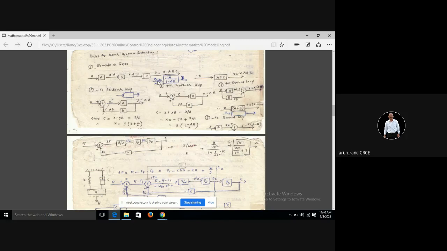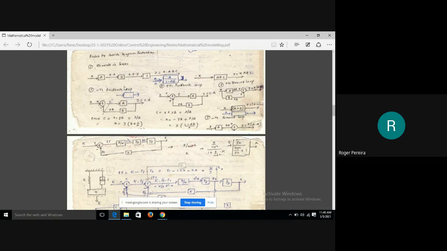So y upon x is equal to a upon 1 minus ab. Correct? Good. So that was, because this is important from examination point of view, a 10 marks question: explain the rules for the block diagram reduction.